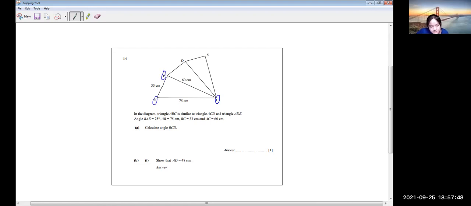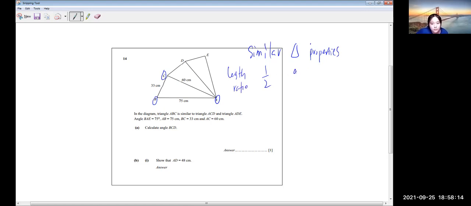Whenever you come across similar triangles, you need to make use of the similar triangle property. I think I talked about it during our first lesson, but let's do a recap. Similar triangle properties: length ratio 2:1, right? This is called length ratio.